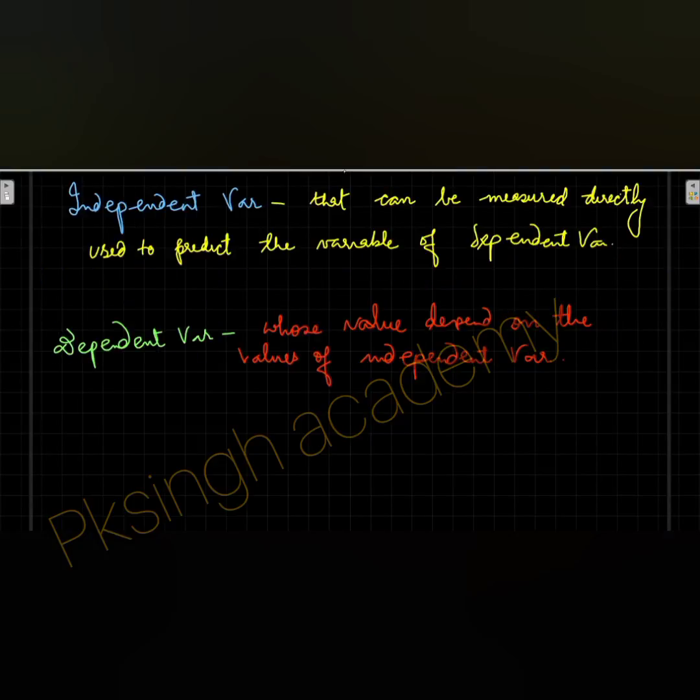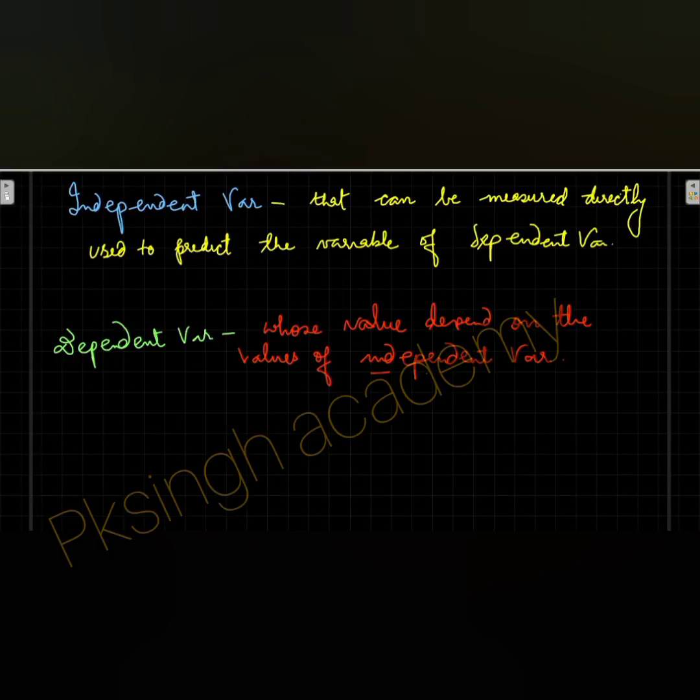Clear? See, independent variables means those variables that can be measured directly and used to predict the variable of the dependent variable. Means independent variables do not depend on the other variable. Those variables are measured directly. Clear? I will show you with the example. So let's understand first the term. What is the term independent variable? What is the term dependent variable? Clear? Now we understand dependent variable. Dependent variable means those values which depend on the values of independent variable.